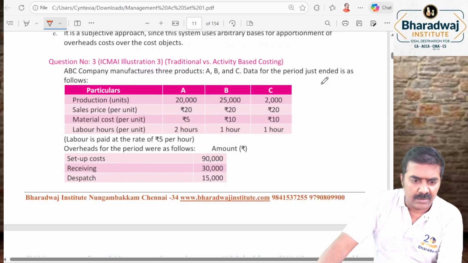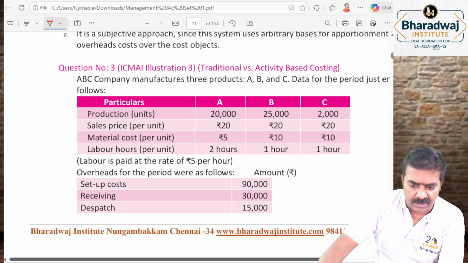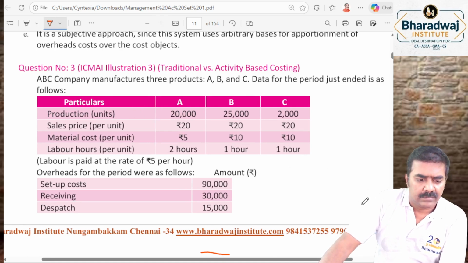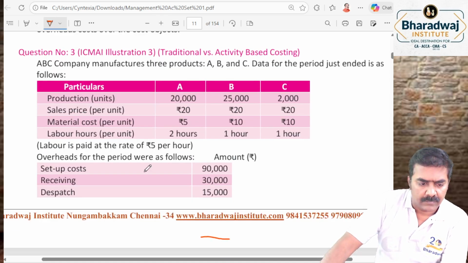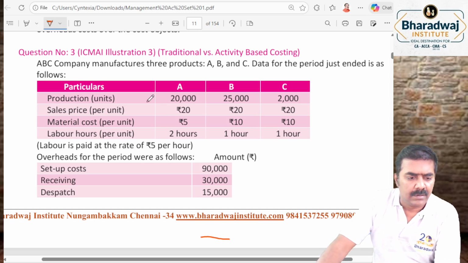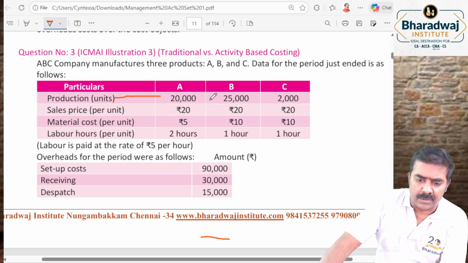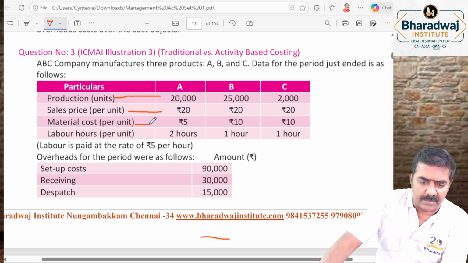Come to the next question. One of the most important questions from the exam point of view also. From here, your exam question starts. What is the production units given? 20,000, 25,000, 2,000. Selling price is given, 20, 20, 20. Material cost, how much is given? 5, 10 and 10. Labor hours are given, 2 hours, 1 hour and what?